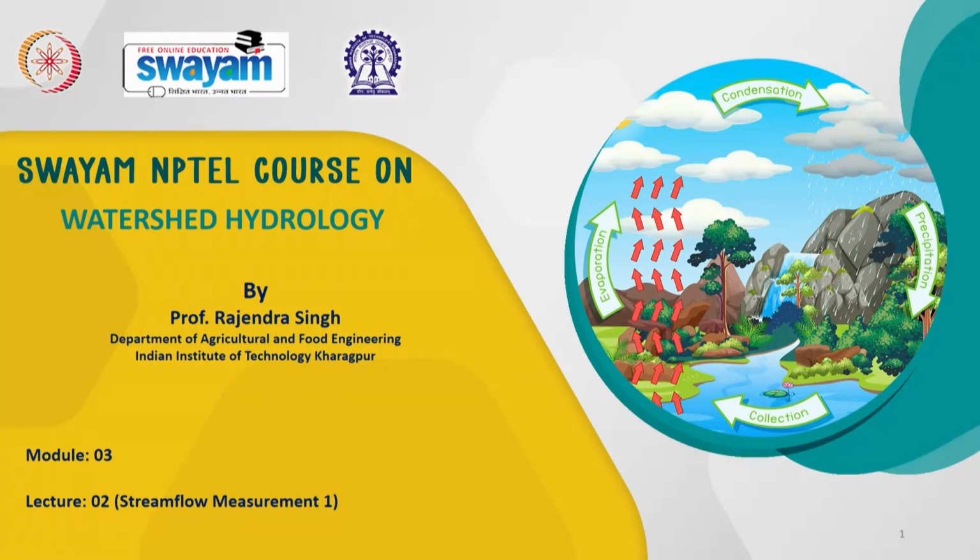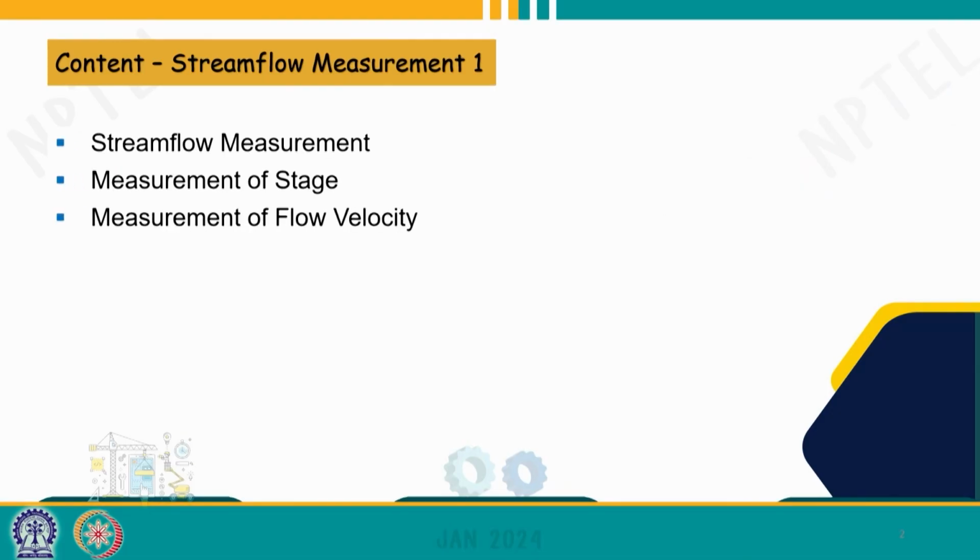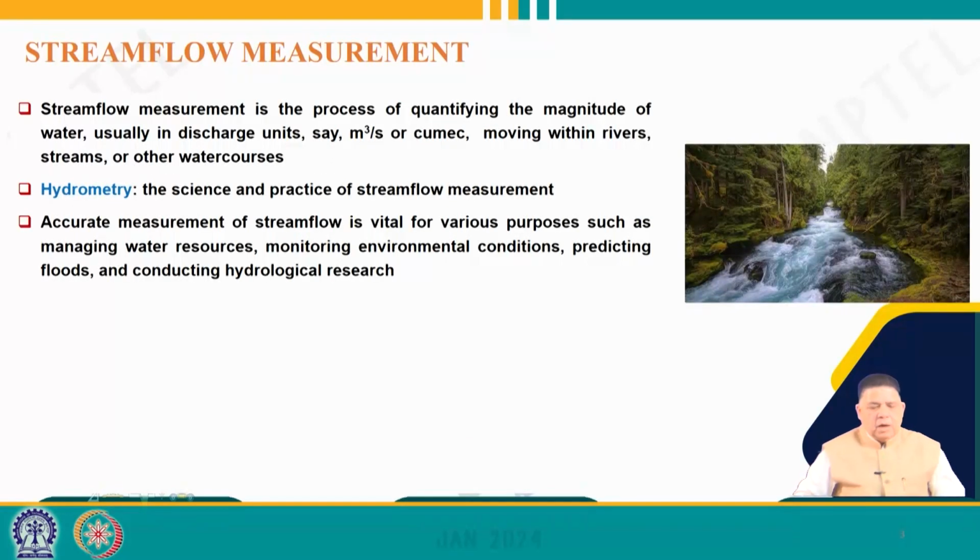We are in module 3, this is lecture 2, and it is entitled Streamflow Measurement Part 1. In this lecture, we will discuss streamflow measurement, measurement of stage and measurement of flow velocity. Already we have seen the streamflow process in the previous lecture, and we know that streamflow is flow occurring in the cross section of a river, stream or water course.